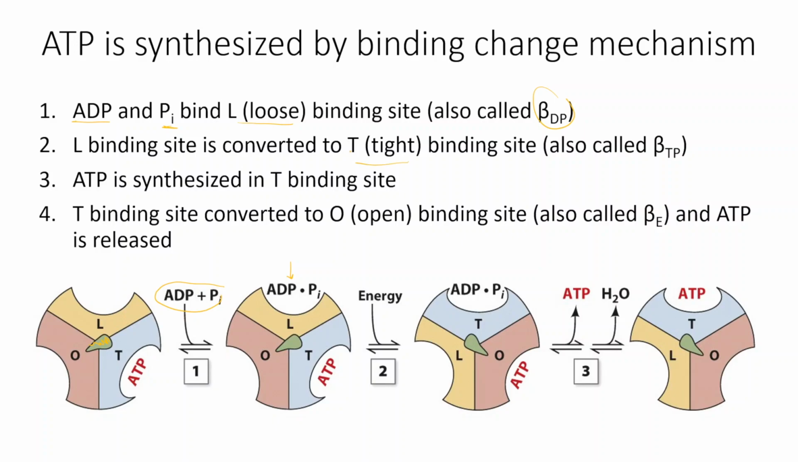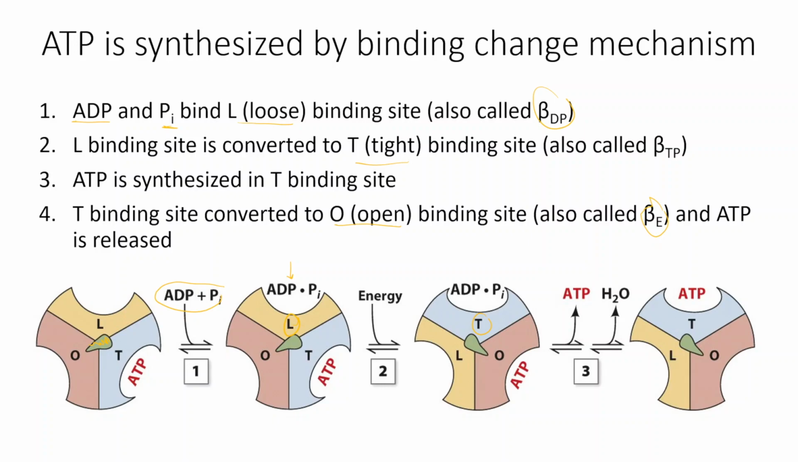And so when we have that change from L to T, at this point, this sort of tight conformation helps to push together the ADP and the inorganic phosphate, forming an ATP out of that ADP plus inorganic phosphate. And then as that subunit keeps turning, the T site then converts into an open site, which is also called beta E. And this will finally allow the ATP to be released.